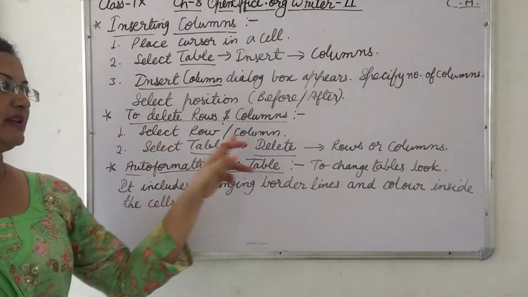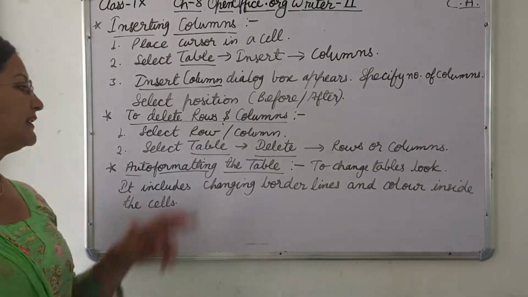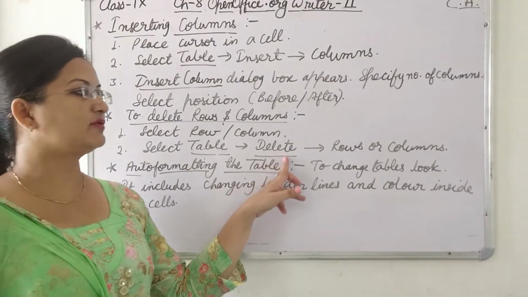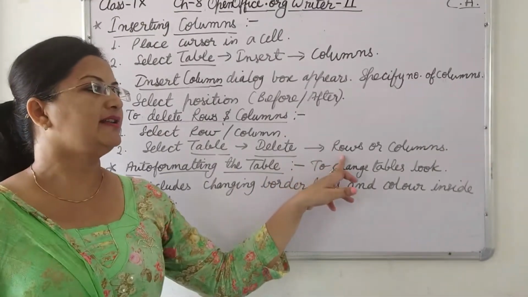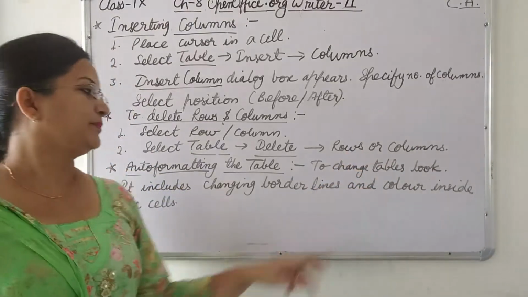Now students, we will learn to delete rows and columns. It's very simple. Whatever you want to delete, either a row or a column, you have to select it, and then after that select Table in the menu bar. Then choose the Delete option, and then choose either Rows or Columns.